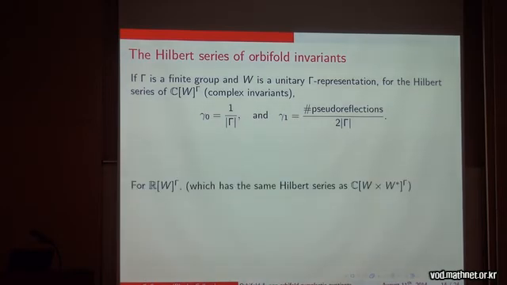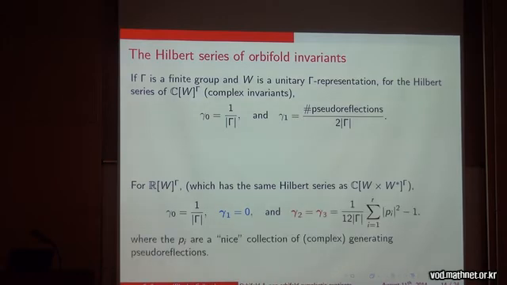Now we're interested in the real invariants. The real invariants have the same Hilbert series as if you take the representation, product it with its dual, essentially in coordinates z and z bar. So what we get is gamma 0 is still 1 over the order of the group. Gamma 1 is equal to 0, because from the real perspective there are no pseudo-reflections. And then gamma 2 is always equal to gamma 3, and it essentially counts the pseudo-reflections of the complex representation, so things that, from the real perspective, fix something of codimension 2.